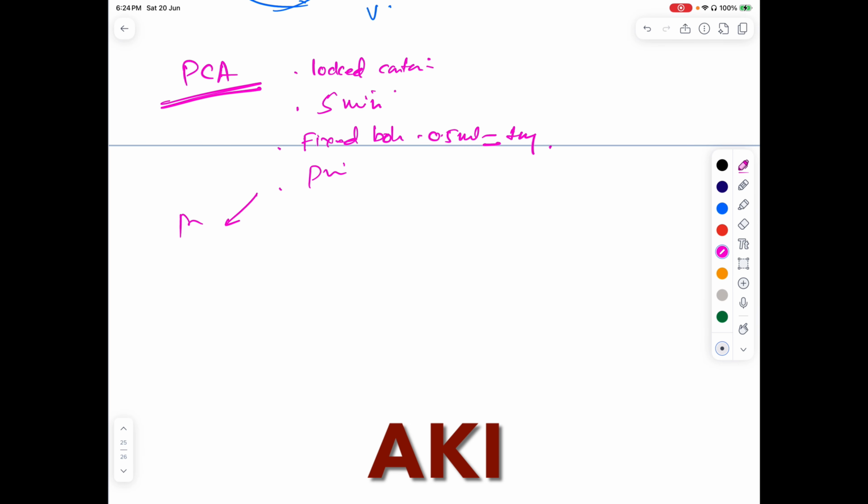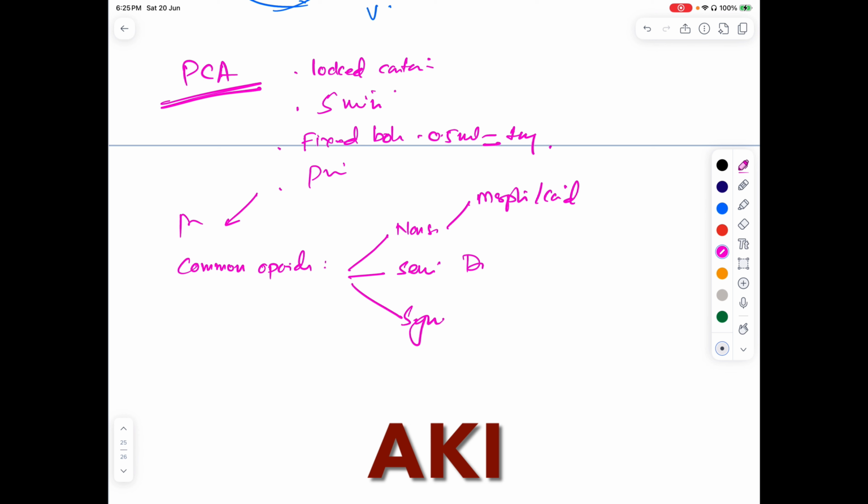Give examples of common opioids. These are non-synthetic, semi-synthetic and synthetic. Non-synthetic: morphine, codeine. Semi-synthetic: diamorphine, dihydrocodeine. Synthetic: pethidine, fentanyl.